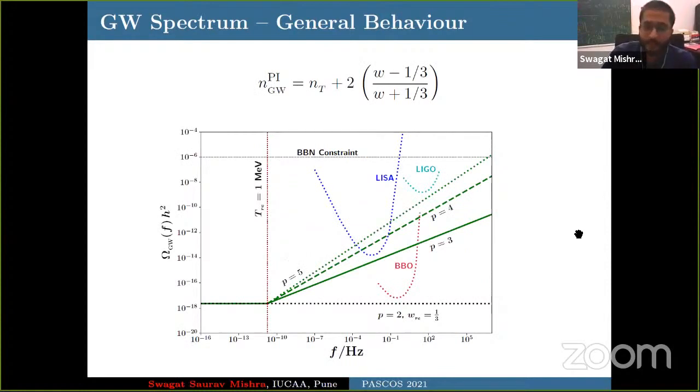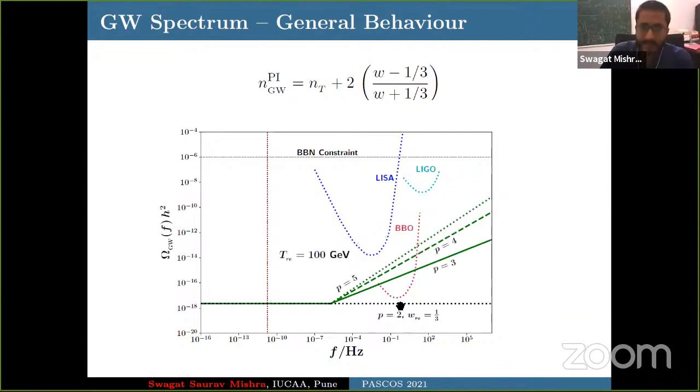Okay, so here we plot, the green curves are for stiff equation of state during reheating. Here we have an absolutely low reheating, 1 MeV reheating temperature, and this black dotted line is for those waves which have a reheating equation of state 1/3. The next, I show it for 100 GeV, and you can plot it for even higher and higher reheating temperature. But for perturbative reheating, it's usually low reheating temperature, so we show only low values here.